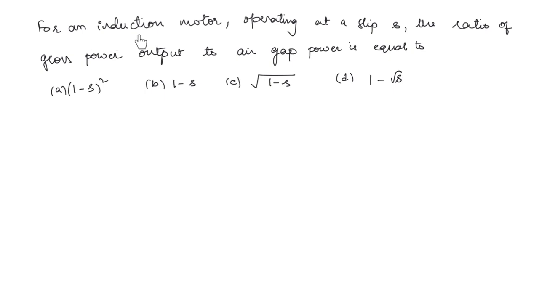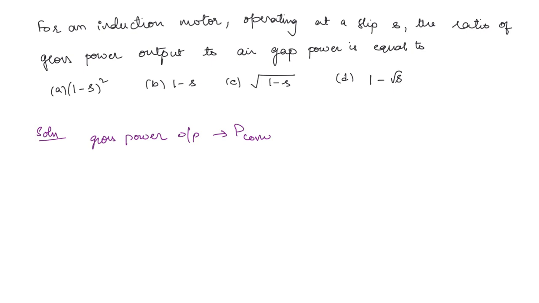Next we have a past year GATE question. For an induction motor operating at a slip S, the ratio of the gross power output to air gap power is equal to what? So we need it in terms of the slip. This question is actually pretty simple, provided that you know what exactly the gross power output is. Is it the P output or the P converted? We call the converted power the gross power output.